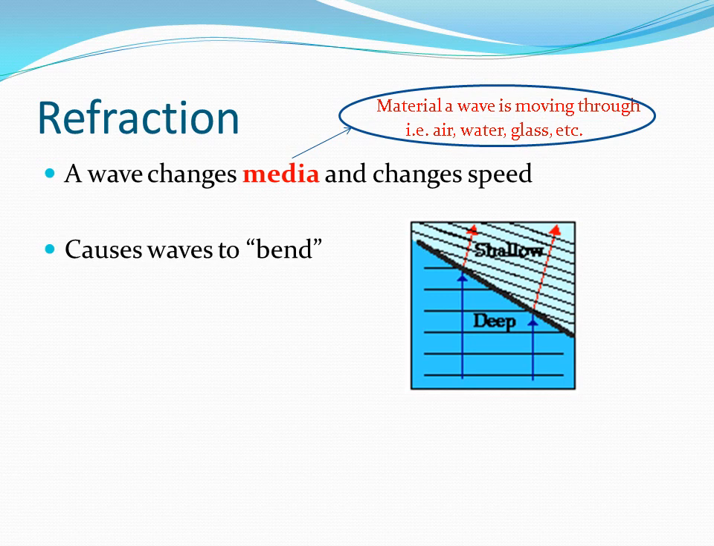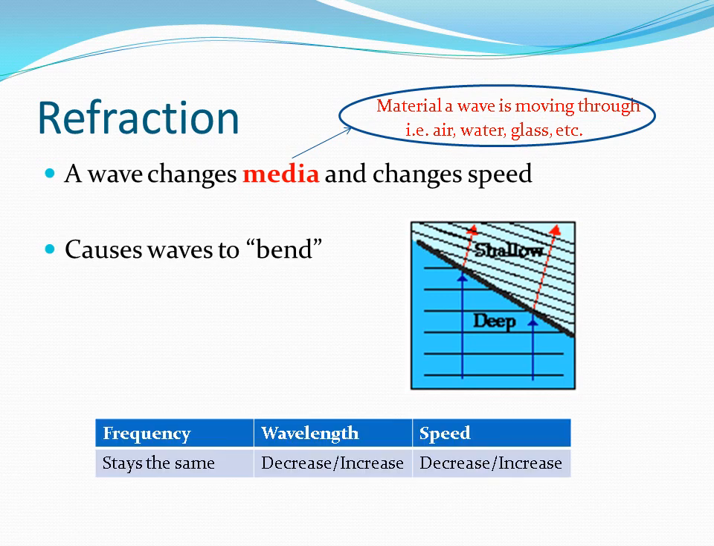Why is this the case? Well, because the wavelength changes as it changes material. For example, it's easier for a wave to move through deep water than it is through shallow water. As a result, that wave gets scrunched up in shallow water. Its wavelength decreases. As a result, the speed of that wave decreases, and this is what causes the wave to bend.